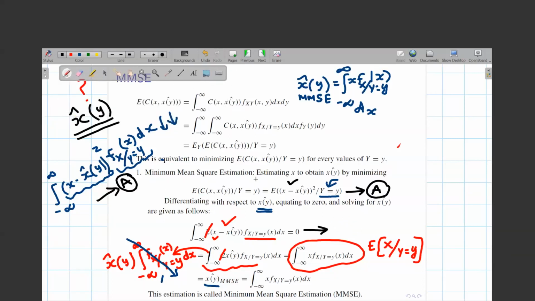Right. So what you see here is the expectation of (x minus x cap of y) the whole squared, given y equal to y. If I do this expansion, this is the way we have to write it. And then if I do this differentiation, after differentiation you will get this expression. And you are doing differentiation with respect to x cap of y, right?